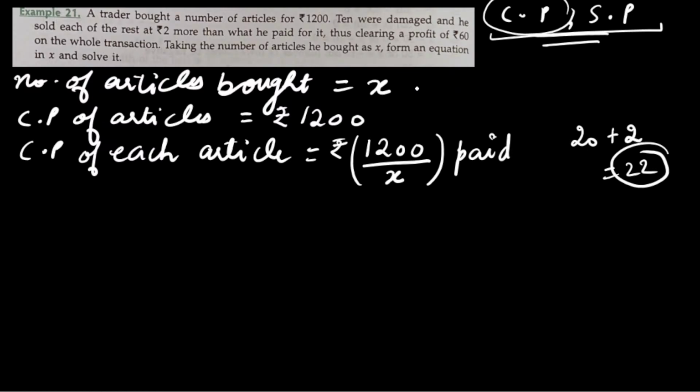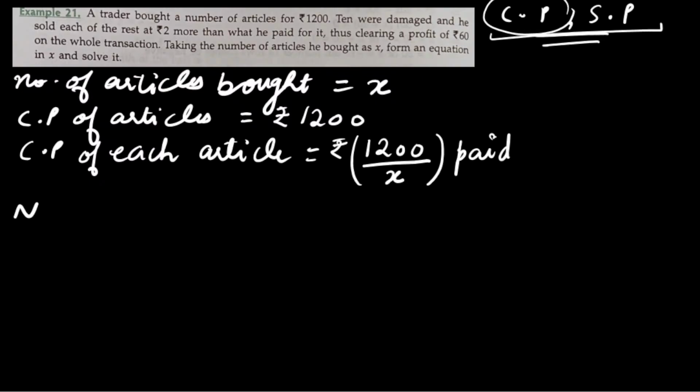So he purchased at this price each, but he added rupees 2 to this, and the selling price will become 20 plus 2 if it is 20. This is the example I am giving you. So now first of all, let's understand. Let's write how many were damaged. 10 were damaged. Initially the number was X.